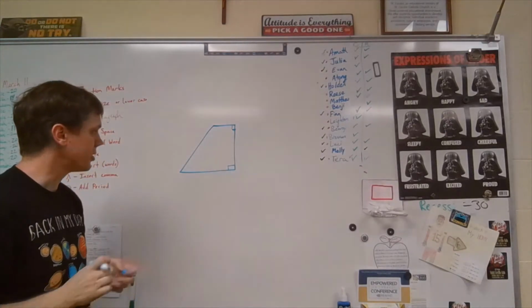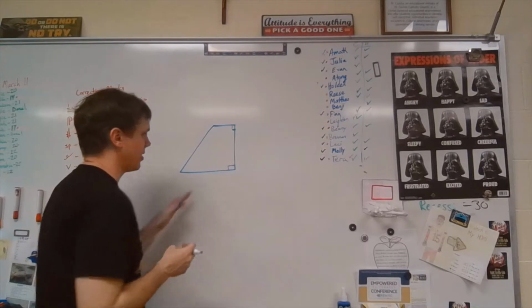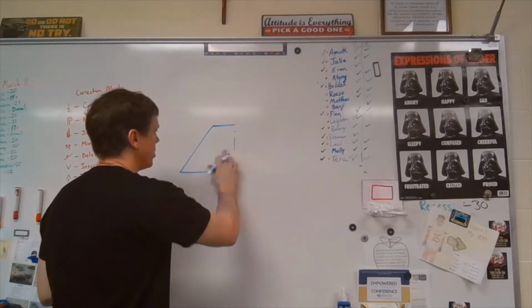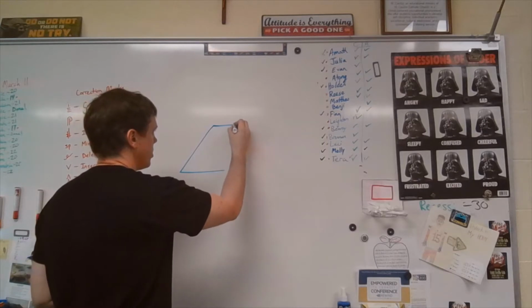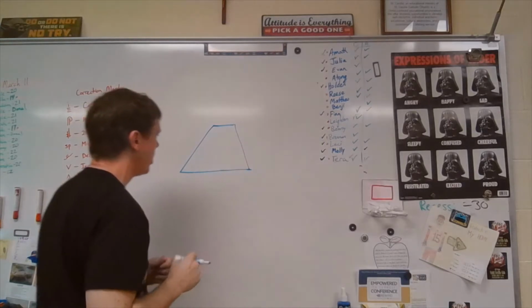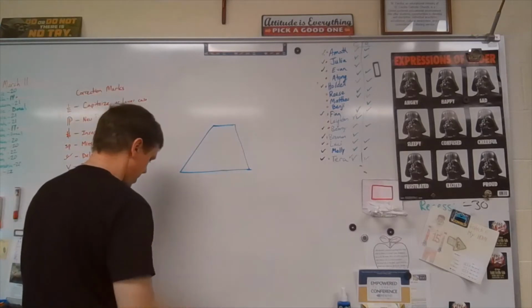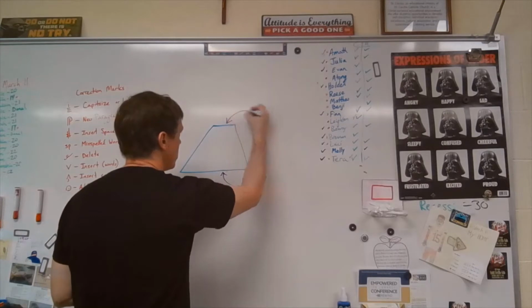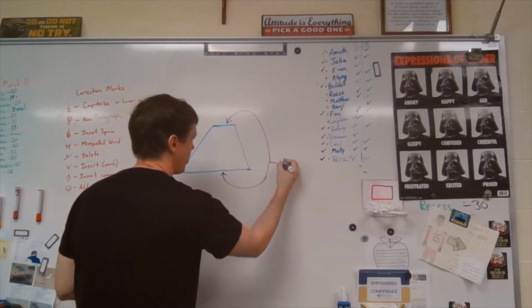All right, so a trapezoid, in fact, doesn't even necessarily have to have those squares there. This could easily be something like that, and it is still a trapezoid. Okay. The big key here is that these two lines are parallel.